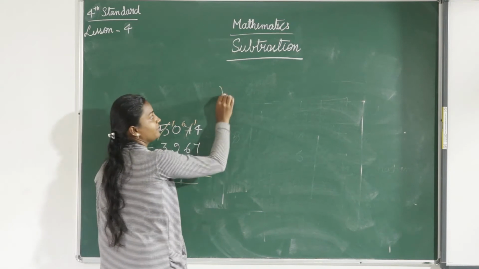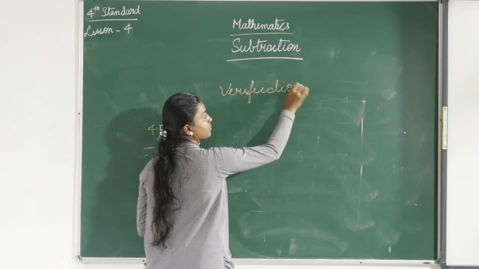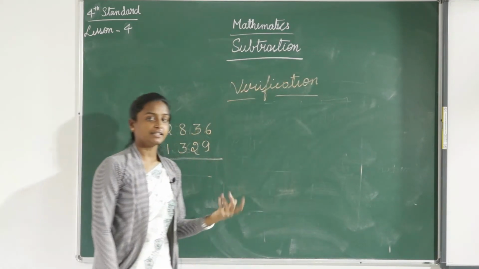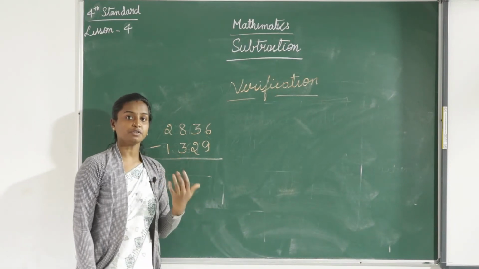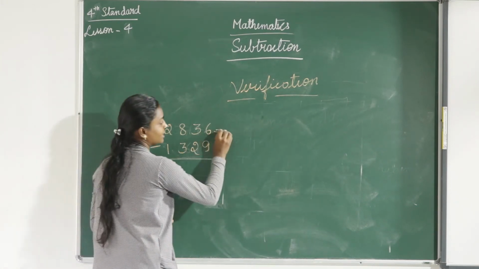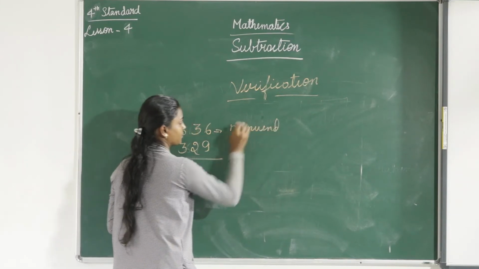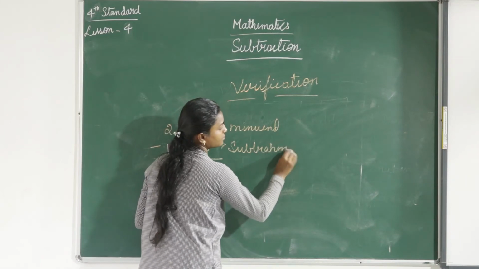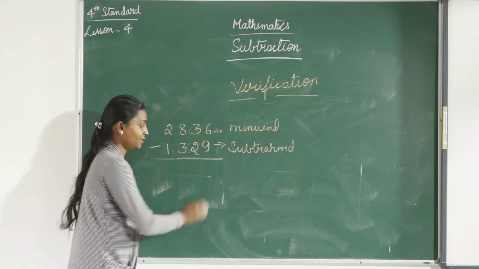Next one is verification. So what is the meaning of verification? After finding the answer, we will get the difference. Whether the difference is correct or not, we have to check. That is called verification. So here we know that this is the minuend, this is the subtrahend, and the answer we will get is the difference. So let's find the difference.